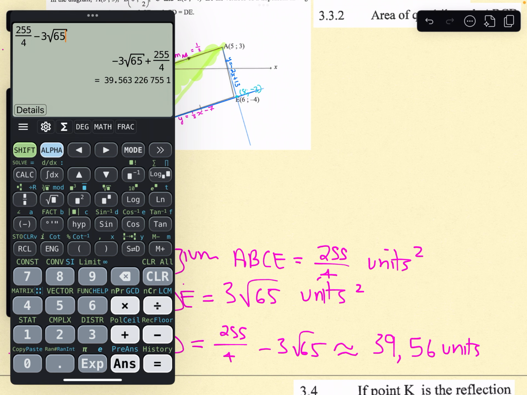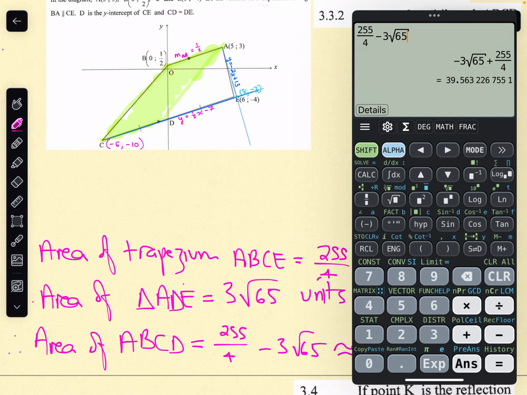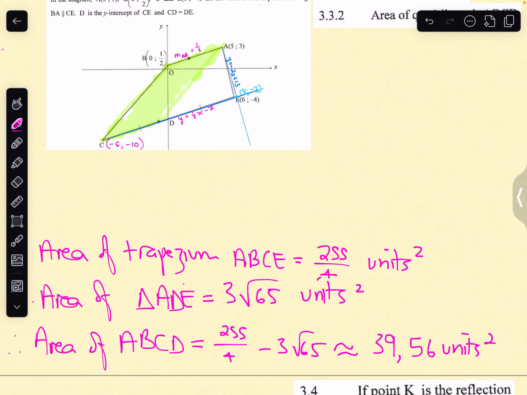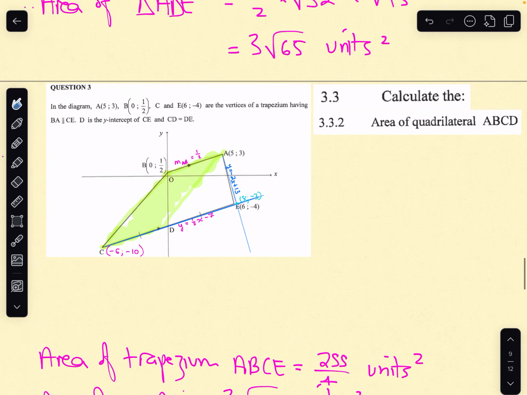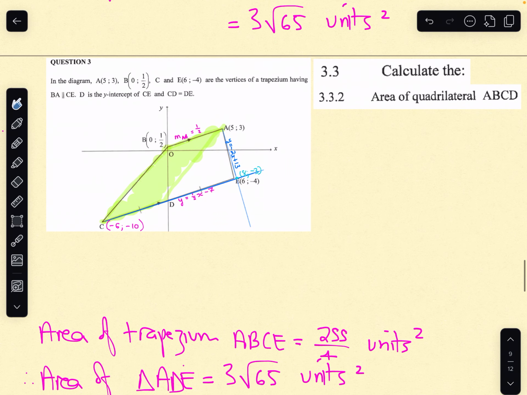I will be so chuffed if this is right. I've got such a bad feeling about it. Anyway, right, next up, let's get our picture.